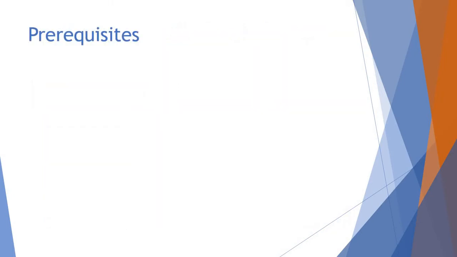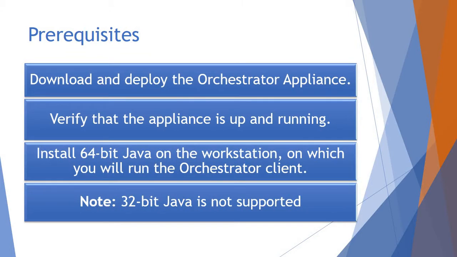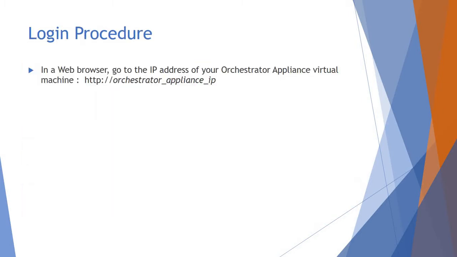Prerequisites to login: download and deploy the Orchestrator appliance. Verify that the appliance is up and running. Install 64-bit Java on the workstation on which you will run the Orchestrator client. Please note, 32-bit Java is not supported. Now let's learn the login procedure.